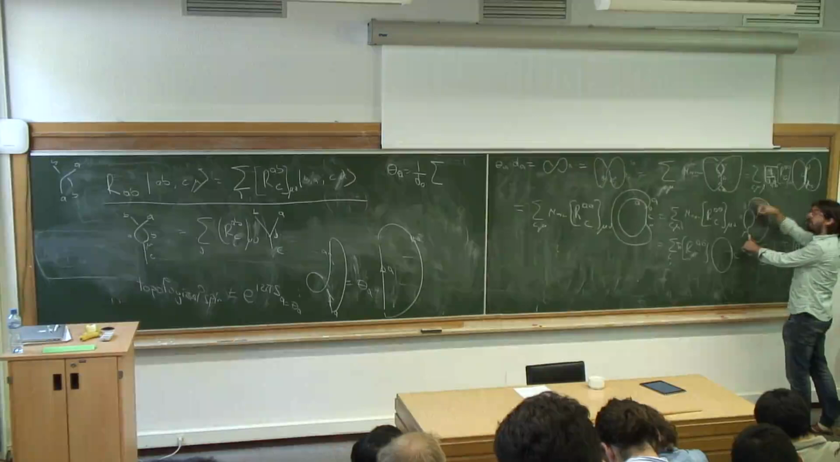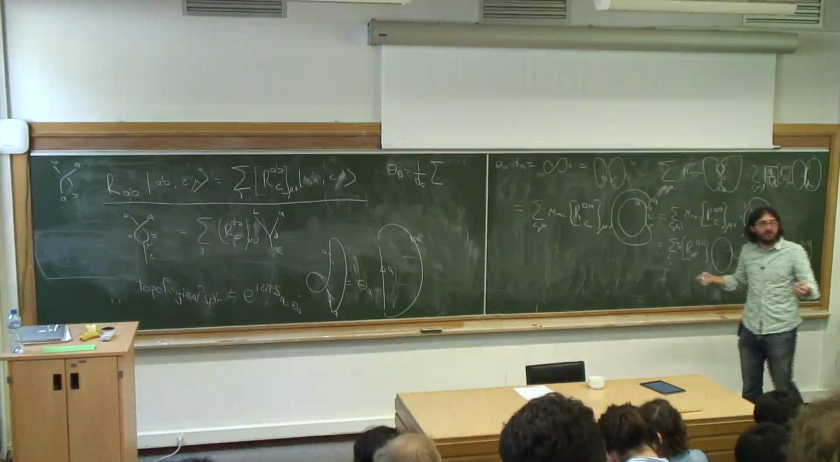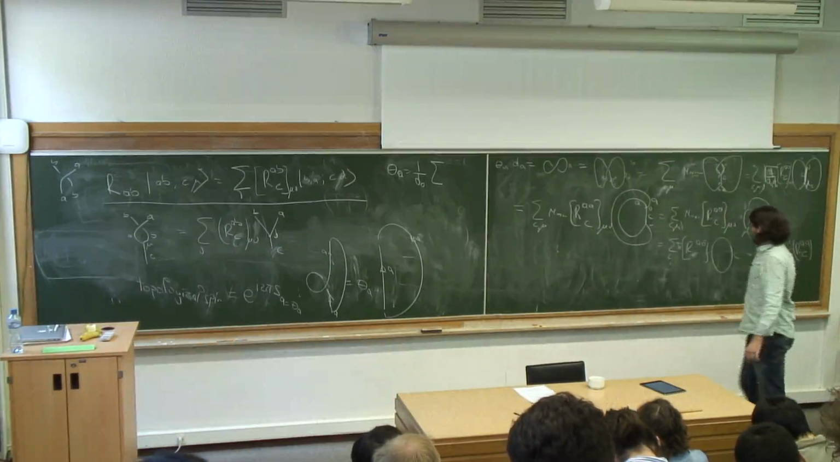But this bubble has 1 over this norm. Basically, norm can't really enter things non-trivially, right? It has to cancel out. So this bubble has 1 over the norm. All right?